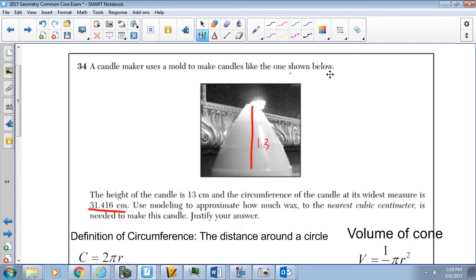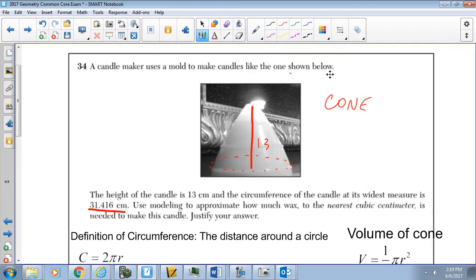First of all, it says the height of the candle is 13 centimeters. And the circumference, it's hard to do circumference, but that is kind of all the way around it, if you can imagine that, at the bottom. Imagine a cone. You have to know that this is a cone, for one. So we're talking about a cone.